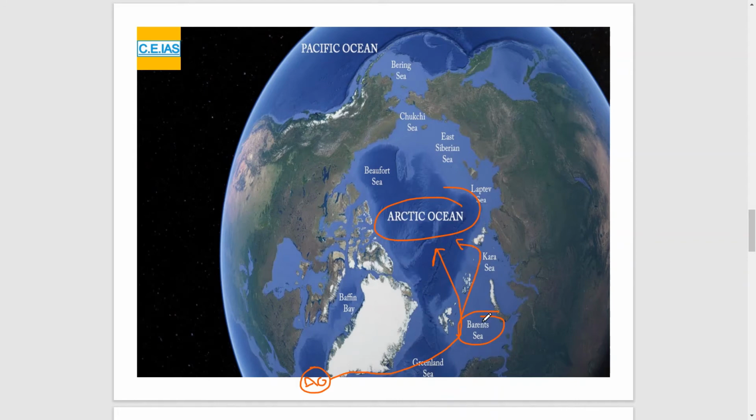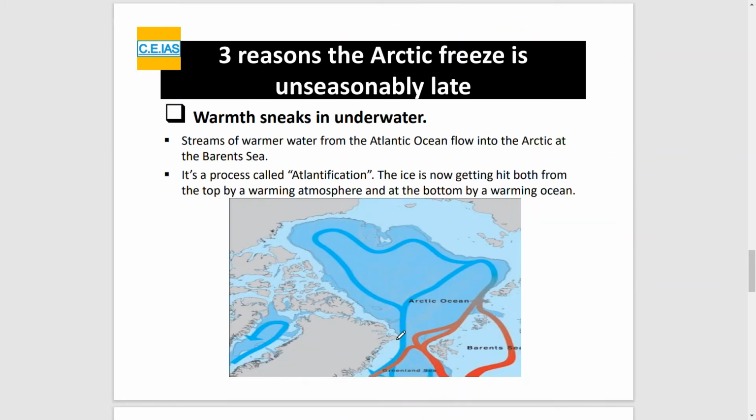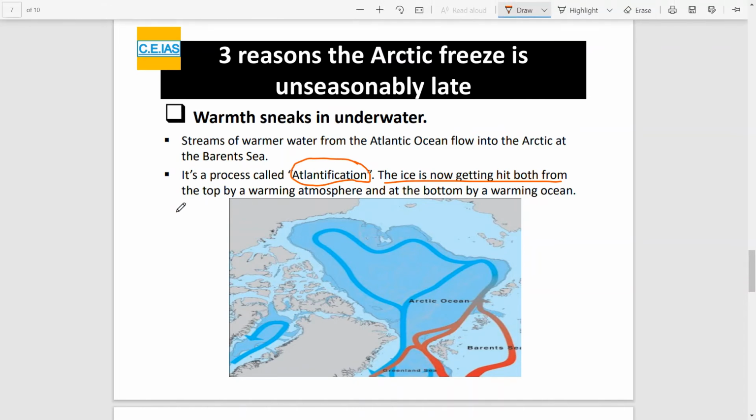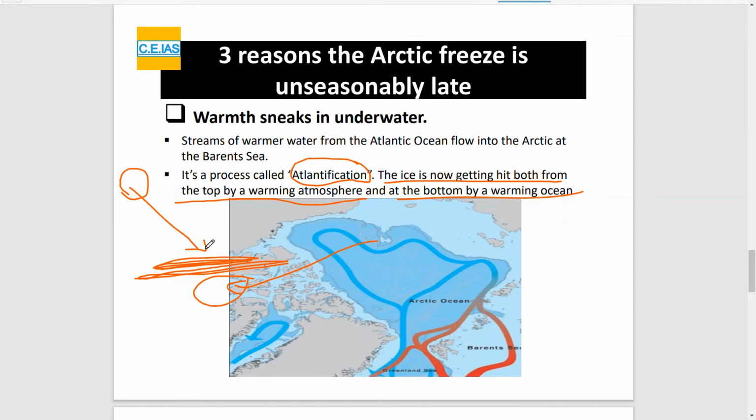So it's talking about this phenomenon. And let's move to our main thing. So when heat flow moves to the Arctic Ocean, this process is called Atlantification. Okay, the ice is now getting hit both from the top by the warming atmosphere and at the bottom by the warming ocean. So this is the ice, this is the water in the ocean, and this is the water which flows under it, and by this it is heated from the bottom, and the atmosphere is hitting it from the upper side. Okay, so this is the simple thing.